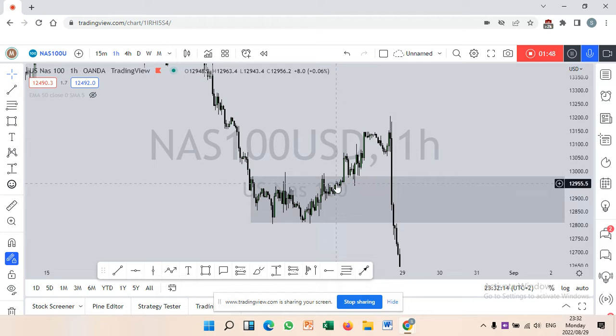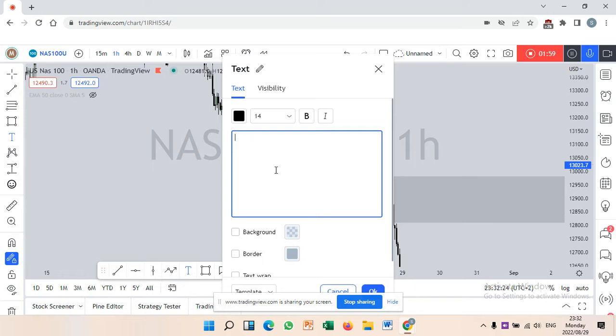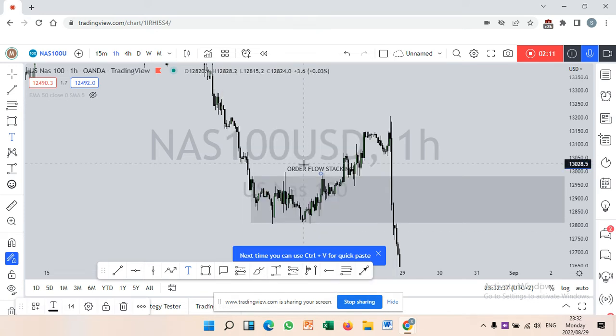So we also call a consolidation order flow stacking, guys. Let me just write it down for you here. So we also call it a consolidation order flow stacking. Righty, so why exactly do we call it order flow stacking? Let's just break it down. What exactly is order flow?